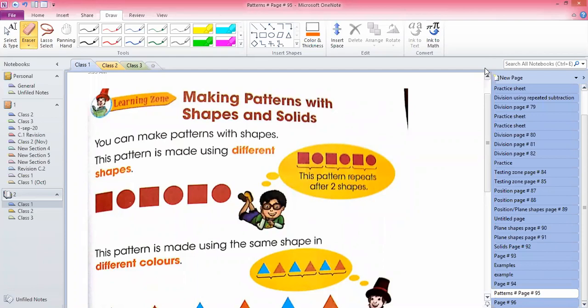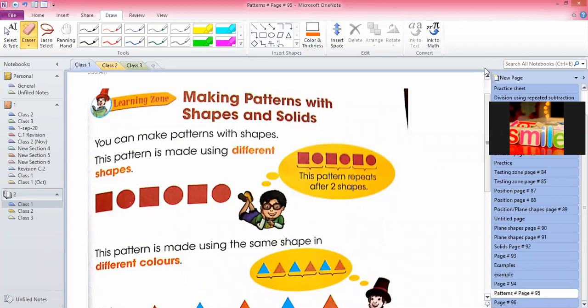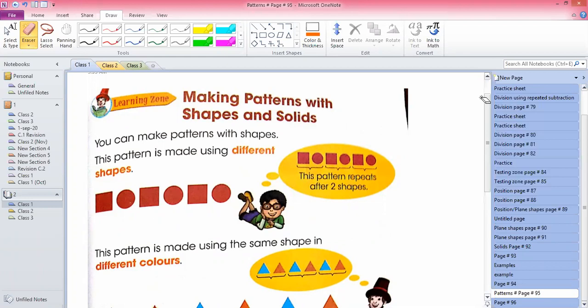What we have done so far, a quick revision will do first about making patterns with shapes and solids, and then we will continue practicing to make some patterns with respect to size, and later on we are going to learn about how we can make patterns with the solids also. We will practice that also, and then we will move to the number patterns, that how we can make patterns with the numbers. So guys, you have learned how you can make patterns with the shapes and the solids.